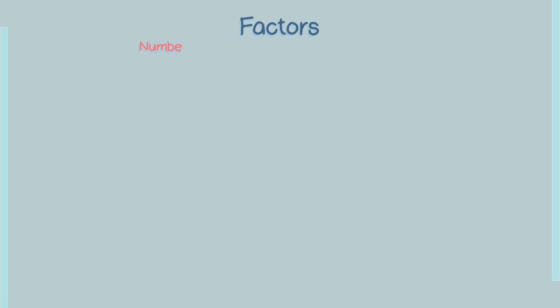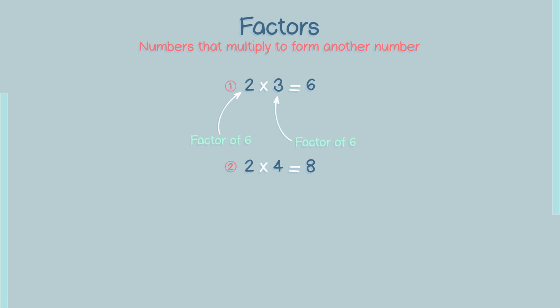Factors are numbers that multiply to form another number. So for example, 2 times 3 equals 6. This means that 2 and 3 are factors of 6. 2 multiplied by 4 equals 8, meaning 2 and 4 are factors of 8. Let's try it in reverse.